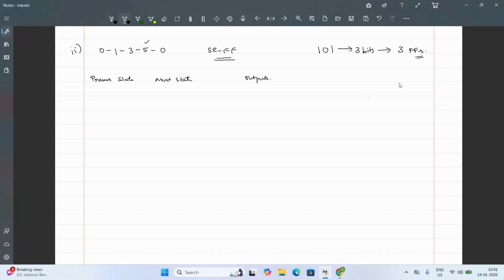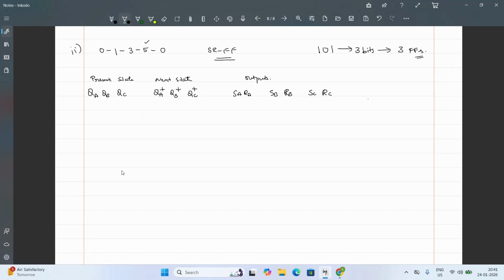So I need 3 bits for this counter, which means I need 3 flip-flops in the circuit diagram. If it is 3 bits, you will have 3 values in the present state: QA, QB, QC. Similarly, you'll have 3 values in the next state: QA plus, QB plus, QC plus. And in the output, since you have 3 SR flip-flops, you have SA, RA, SB, RB, SC, RC. So all the titles are ready.